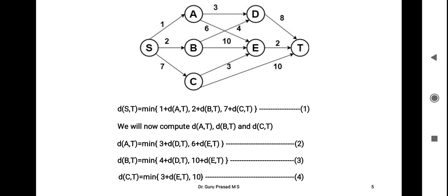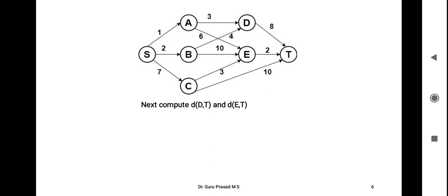From the vertex C there are two outgoing edges. d(C, T) equal to minimum of 3 plus d(E, T), comma 10. I am calling that equation 4. In equation 4, 3 plus d(E, T) indicates the edge weight from C to E is 3, and you have to find the distance d(E, T). And the second one, 10, indicates there is a direct edge from C to D. That's why I have written it as 10.